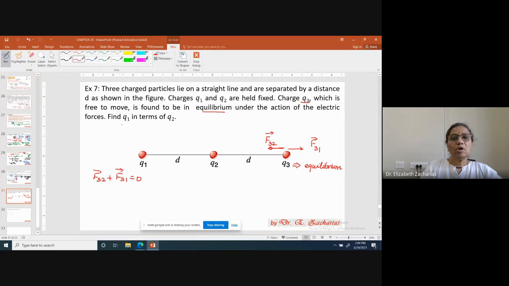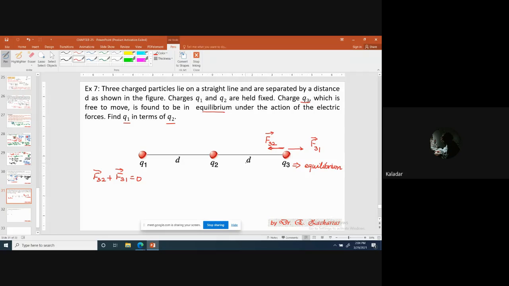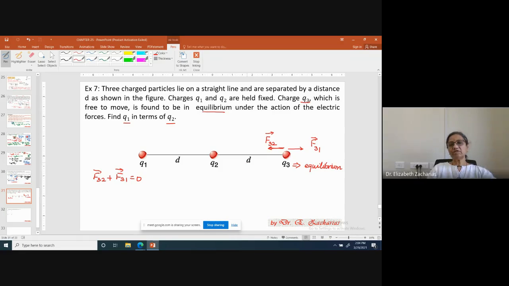Now you have to find out what will be Q1 in terms of Q2 for this to happen at this distance. Let us take one direction as the x-axis direction positive, and the opposite is going to be negative. Let's say F31 is positive. Then it becomes 1 by 4 pi epsilon naught, Q3 Q1 divided by, what is the distance between 3 and 1? 2d. So I'll say (2d) squared.